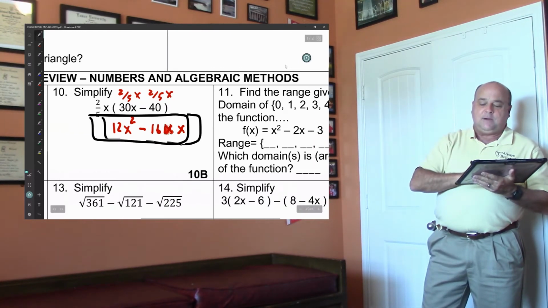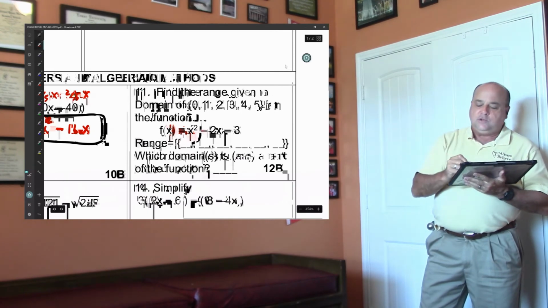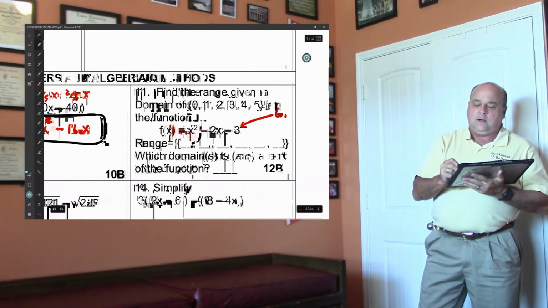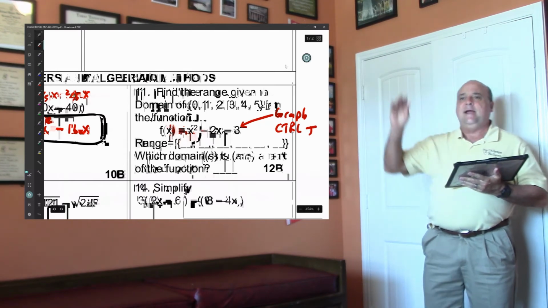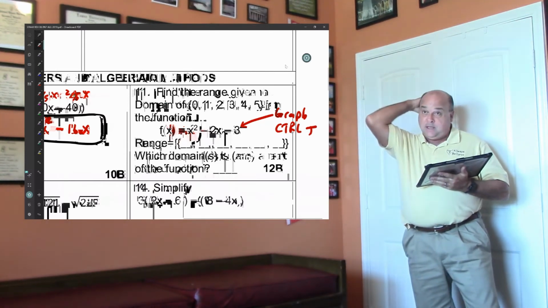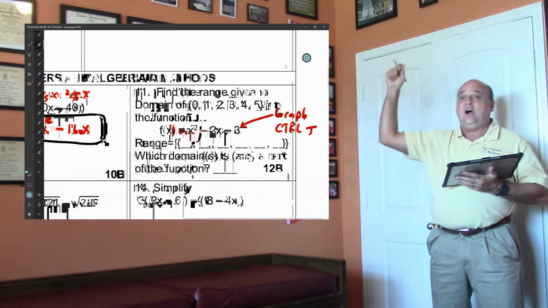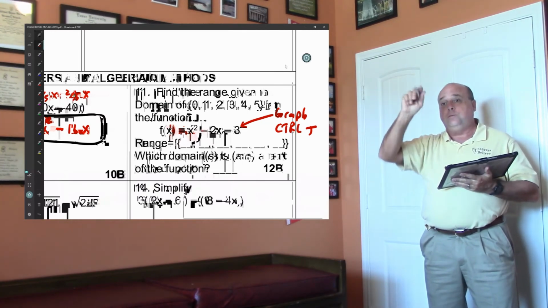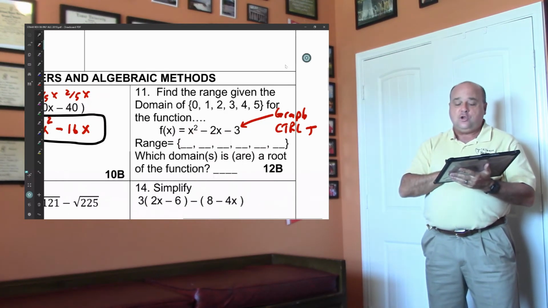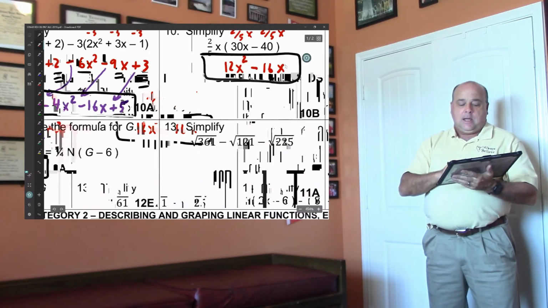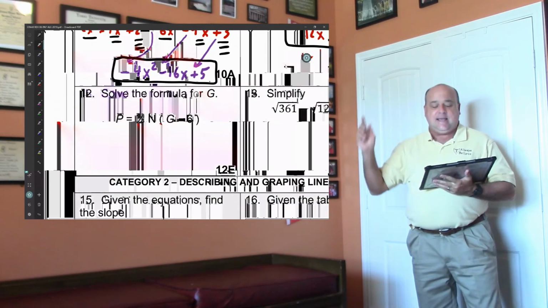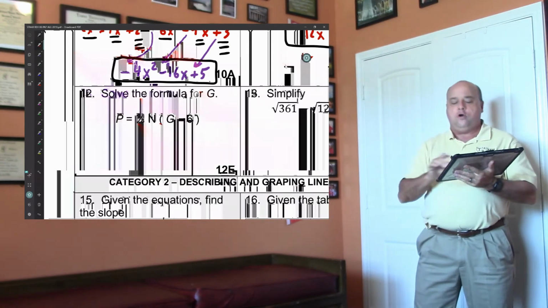Number 11, I'm going to let you graph this on your own. So you will graph this on your calculator, and then you'll hit Control T, won't you? And then that will give you the table of values. You fill them in. A number that you input that outputs 0 is your 0, which will be your x-intercept, right? You could do that on your own. And the last one I'll help you out with today is number 12.